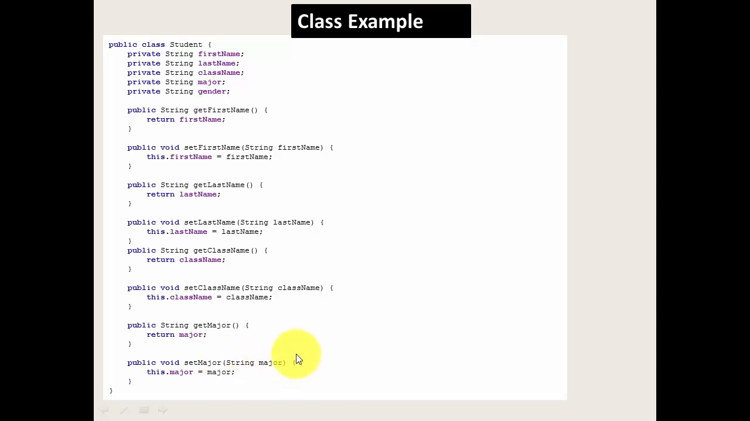So when defining an object with a class, it is best practice to define the state or fields as private, and all other methods should be defined as public. In the later part of this lesson, I will explain how to define a class in Java programming.